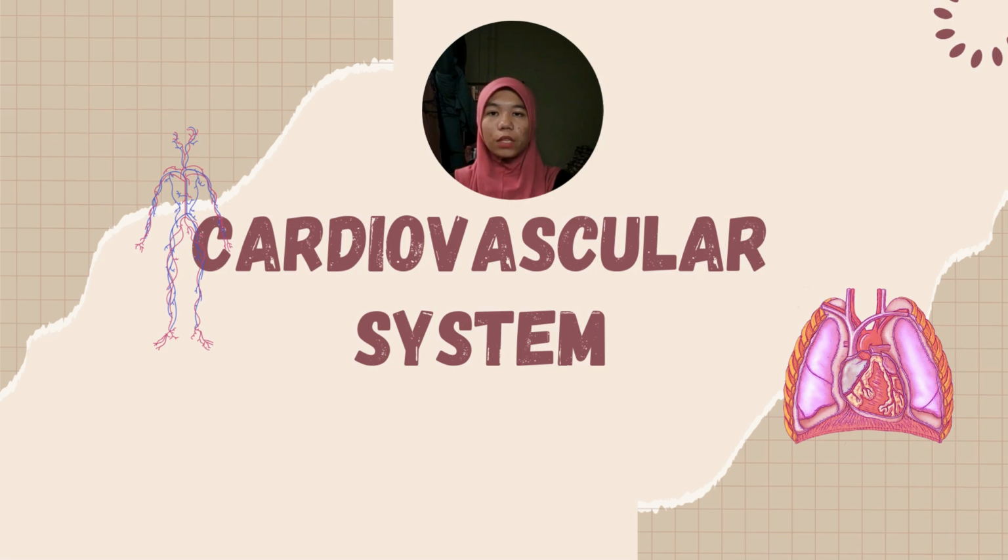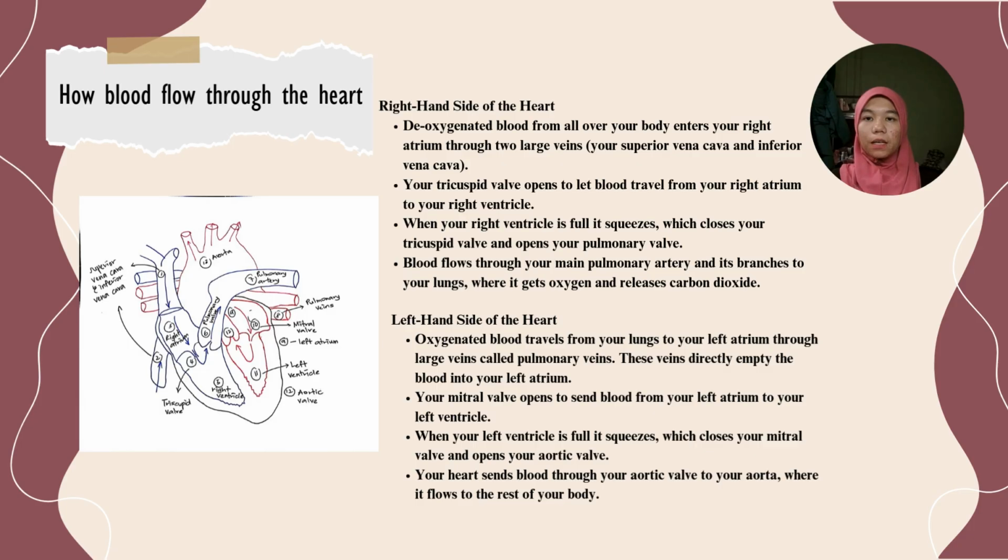In this slide, I will explain chapter 4.2, which is the cardiovascular system. In this slide, I will explain how blood flows through the heart. First of all, our heart has four chambers, which are the left atrium, right atrium, left ventricle, and right ventricle.